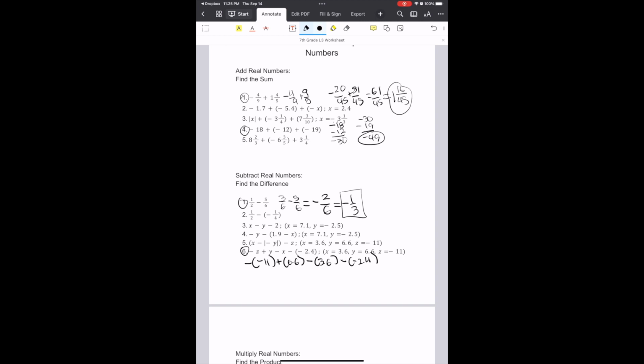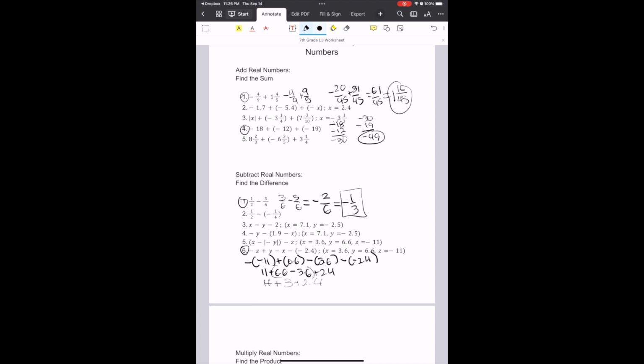So negative times negative 11 is going to be positive 11, plus 6.6, minus 3.6, and then two negatives make a positive, so it'll be plus 2.4. So here what we can do is, first let's subtract those. So you can do 11 plus 6.6 minus 3.6, which is 3. 11 plus 3 plus 2.4. And then once you add this up, 11 plus 3 plus 2.4 is equal to 16.4.